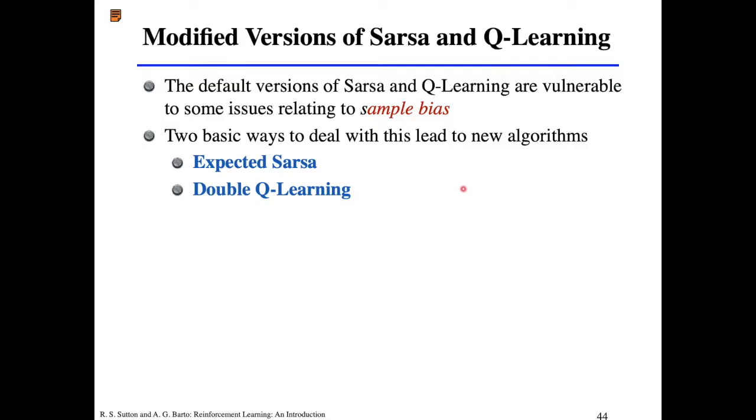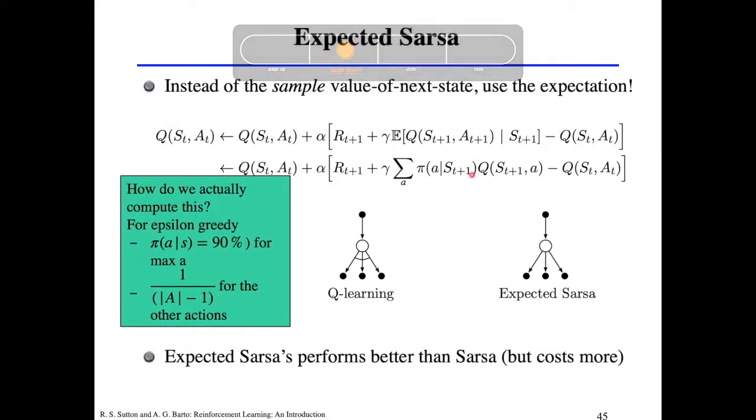For SARSA, we have this algorithm called expected SARSA. And you could probably guess what it is based on the name we're using. In Q-learning, we have a max here. So this is our formula for SARSA, right? So this is normal SARSA.